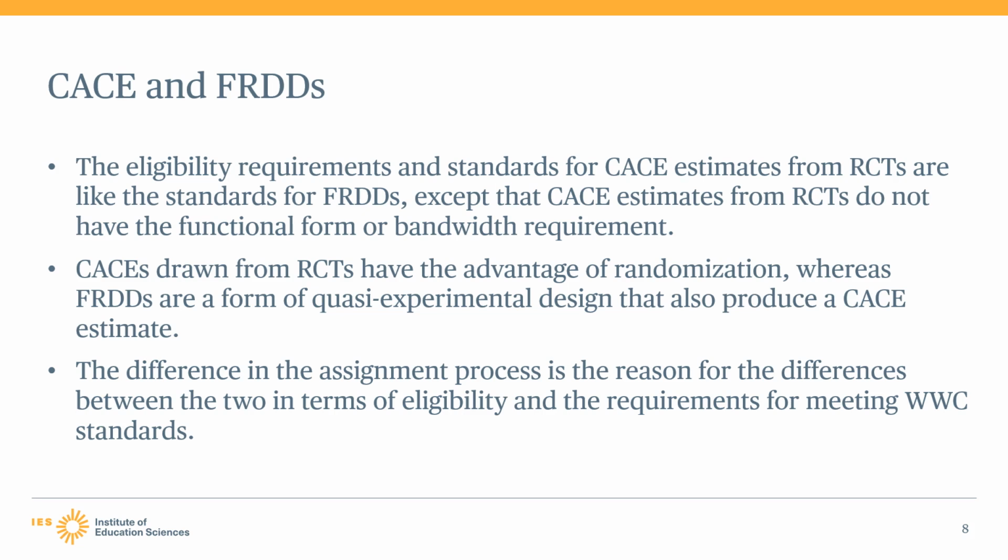An important difference between the CACE estimates we discuss in this module and FRDDs is that the assignment process for an RCT uses randomization, while FRDDs are a form of quasi-experimental design that may also produce a CACE estimate. While we assess many of the same features in the review process of both designs, the difference in this assignment process means the specific elements that determine a finding's eligibility versus a finding's research rating also differ. Now let's discuss the eligibility requirements for CACE estimates from an RCT.